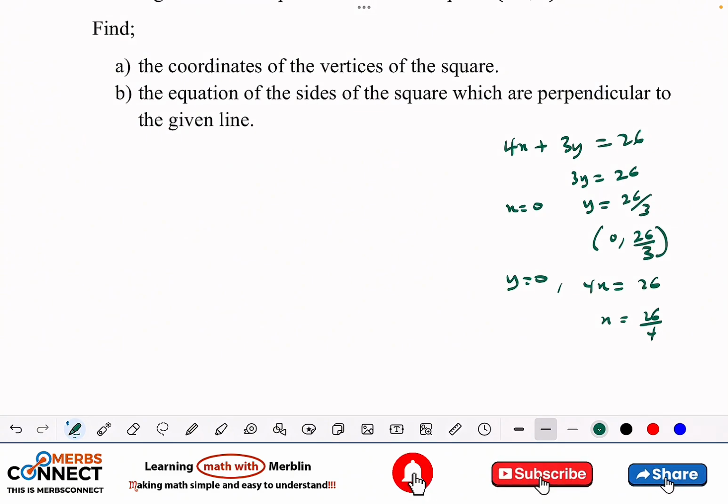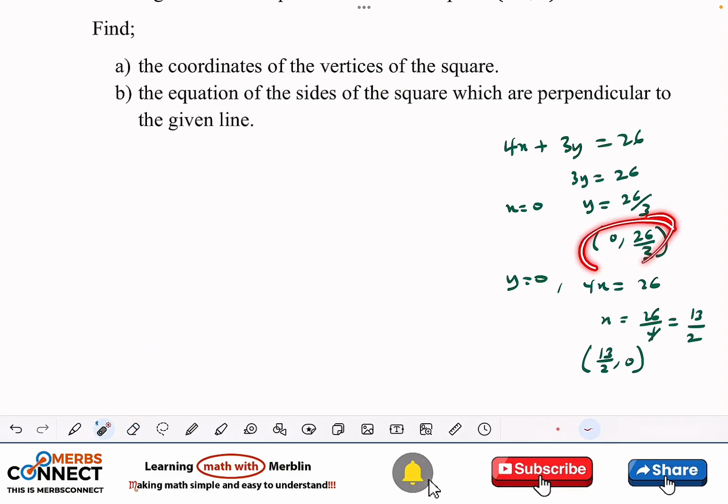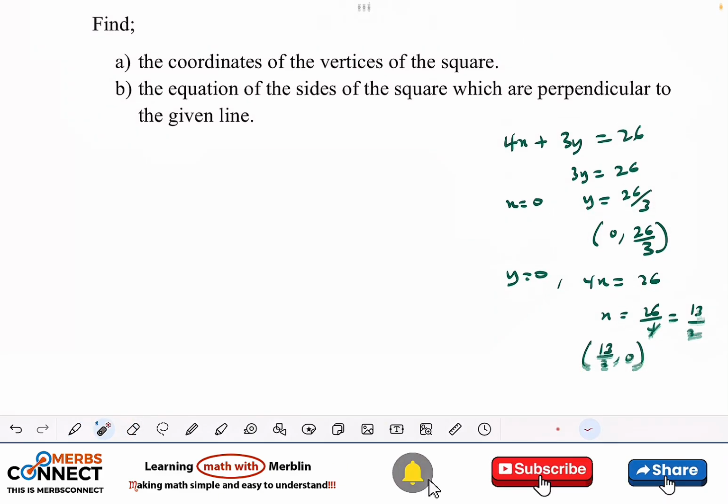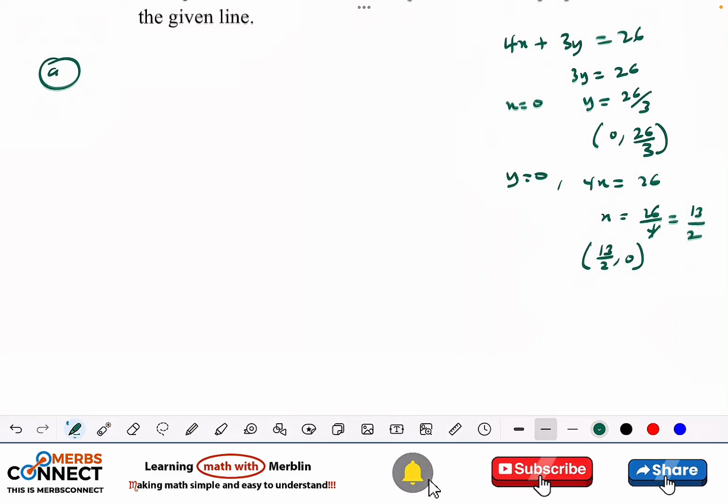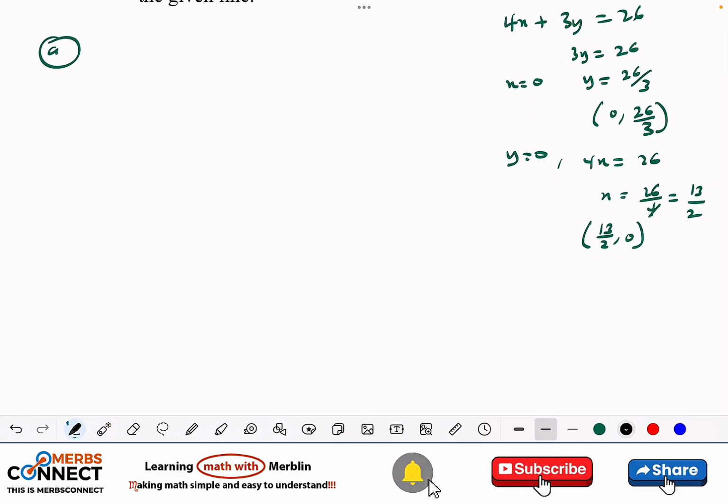And 26 divided by 4, can we cancel this? 2 can go into 4 twice, and 2 can go into 26, 13. So we have another coordinate: 13 over 2 and 0. So these coordinates will help us to draw a straight line. We want to sketch something so that it can help us. So we want to sketch a nice graph here.